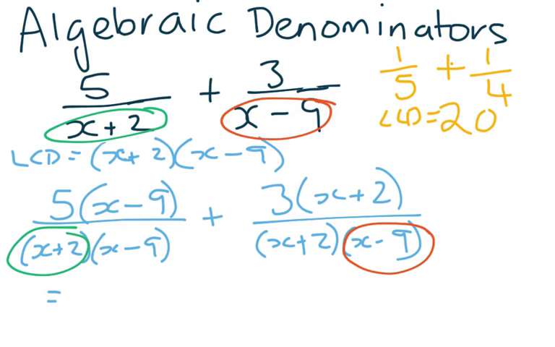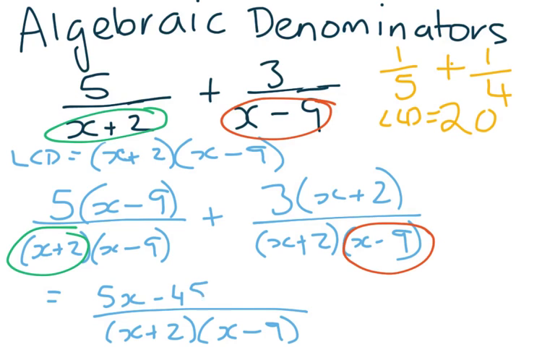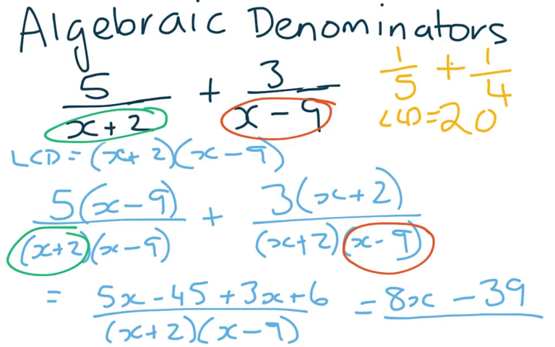Then it's just as simple as doing the other ones. You're just rewriting the denominator as this, x plus 2, x take 9. And we expand the bracket, so 5x take 45 plus 3x plus 6. Again, I've just written it all over the same. To get our final answer, we add them, so we get 8x, and then negative 45 plus 6 is negative 39, and we just leave this denominator like so.